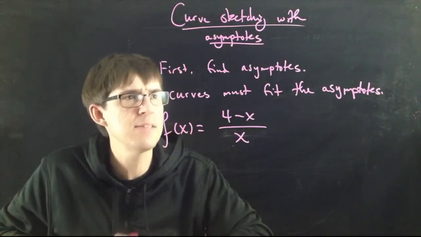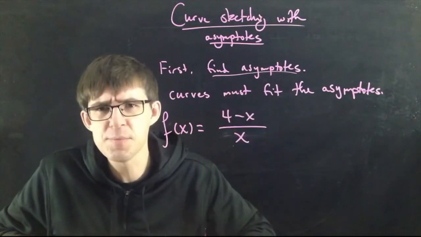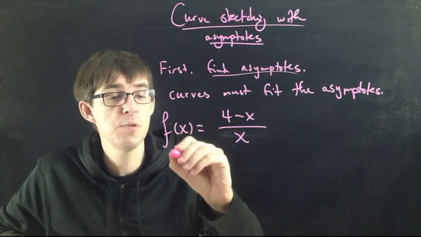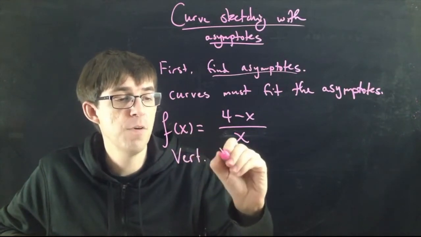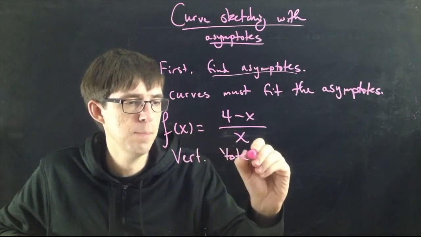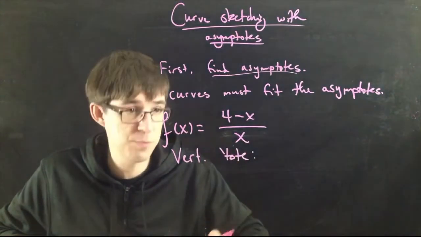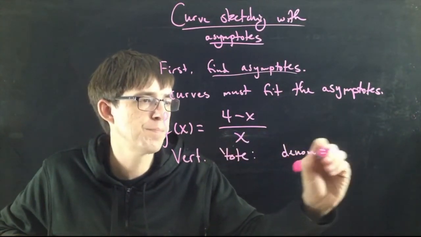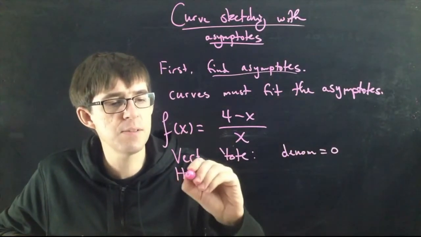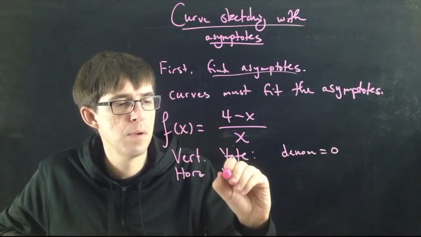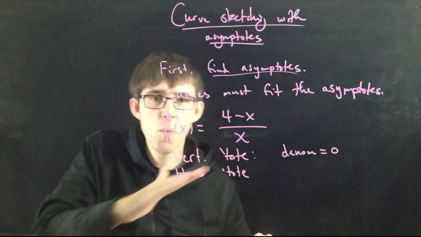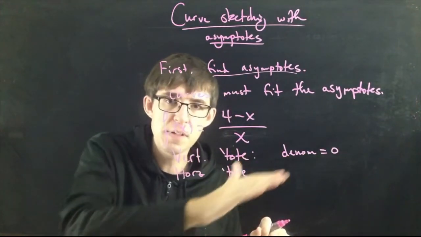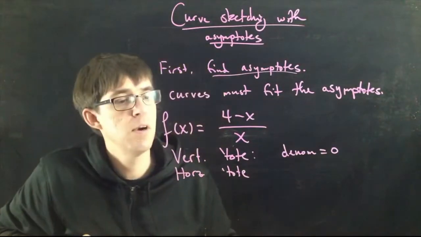How do you find the asymptotes? I just said, first, find the asymptotes. This isn't really something that we've talked about before, but how do you find the asymptotes? Vertical asymptote. To find a vertical asymptote, you check when the denominator equals 0. And to find the horizontal asymptote, this would be where does the curve go to when the x increases forever? Does it actually go to a particular value?